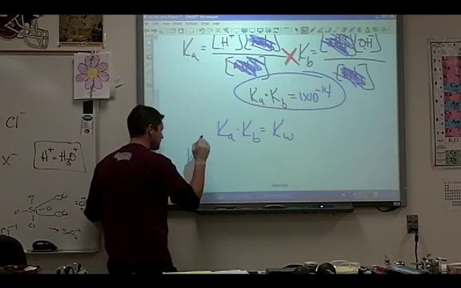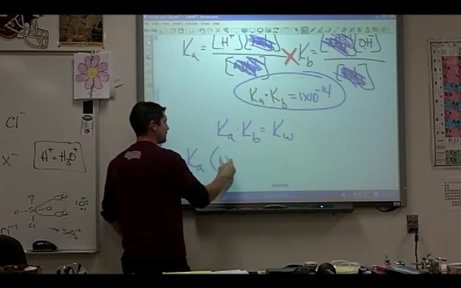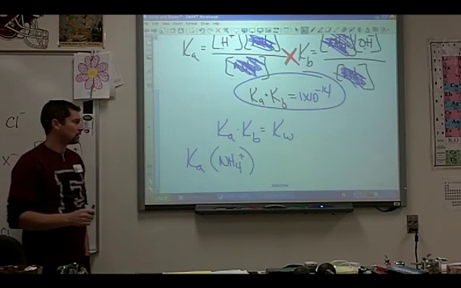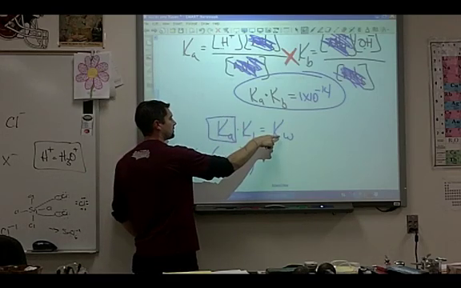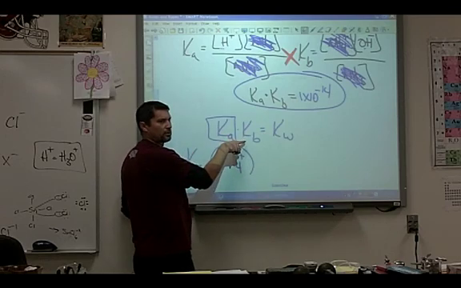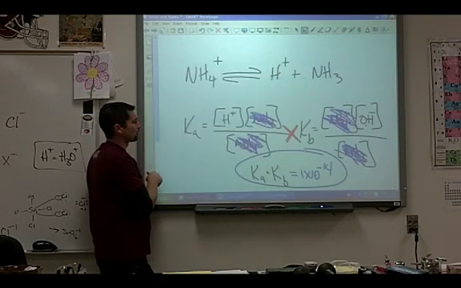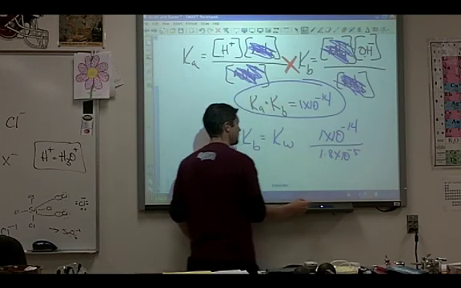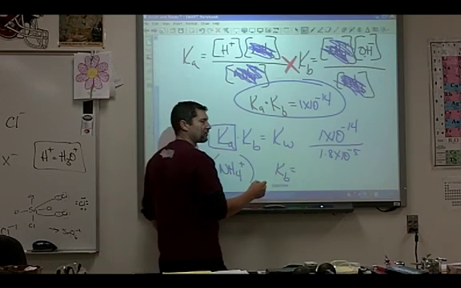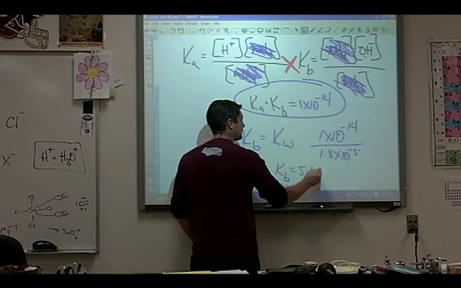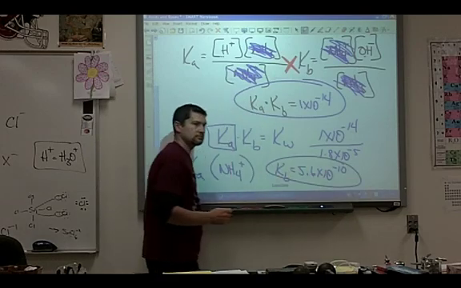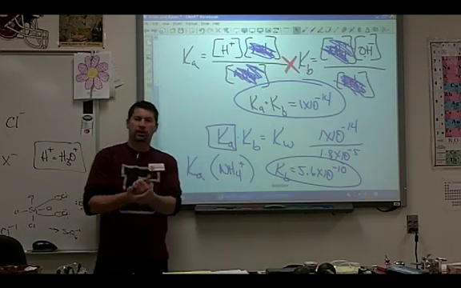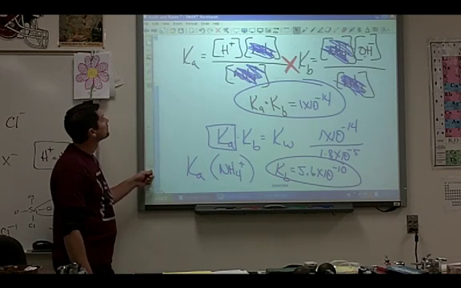So here's my question. What is the Ka value for ammonium? What is this guy? That's 1 times 10 to the negative 14. What was this for the last problem? 1.8 times 10 to the negative fifth. So, is it 5.5 or 5.6? 5.6 times 10 to the negative 10. Does that make sense? Yeah. Alright, so Ka times Kb equals Kw.